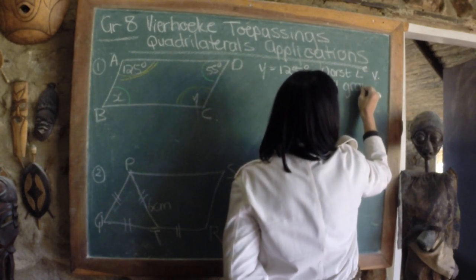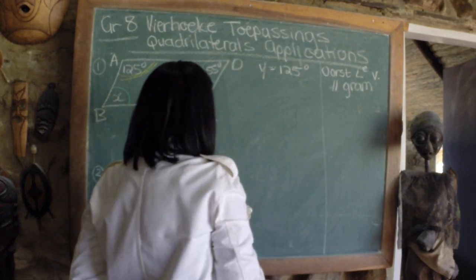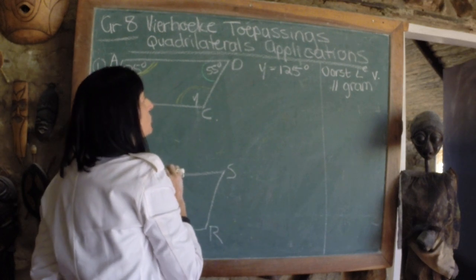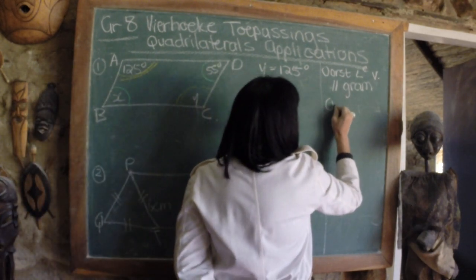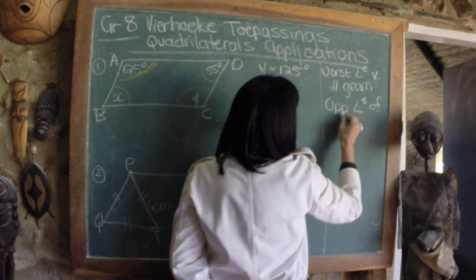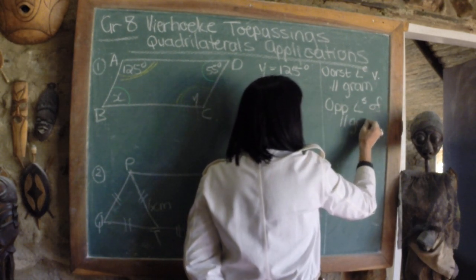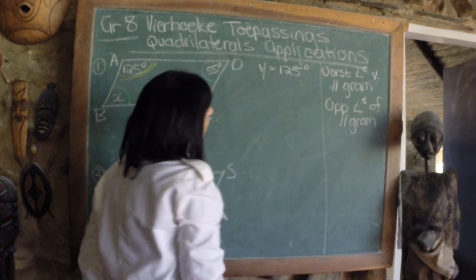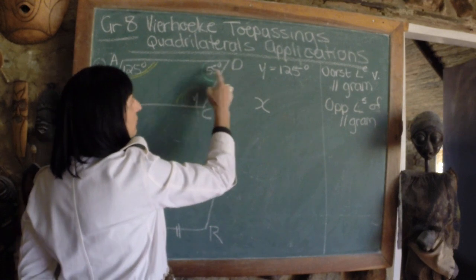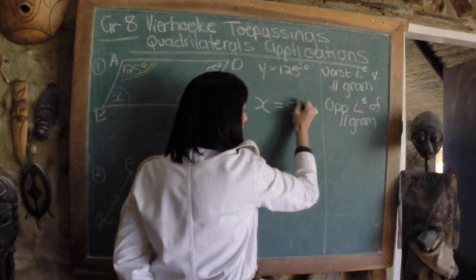That's your reason. Okay? You know this well. Y equals 125 degrees and your reason is opposite angles of a parallelogram. And you can write it this way. Very easy. So, X equals 55 degrees.